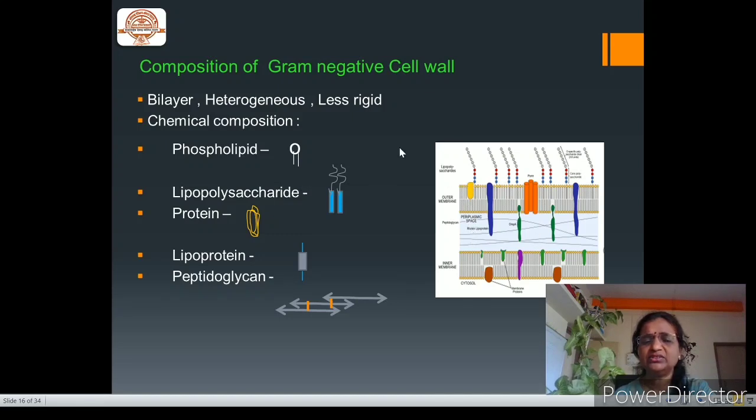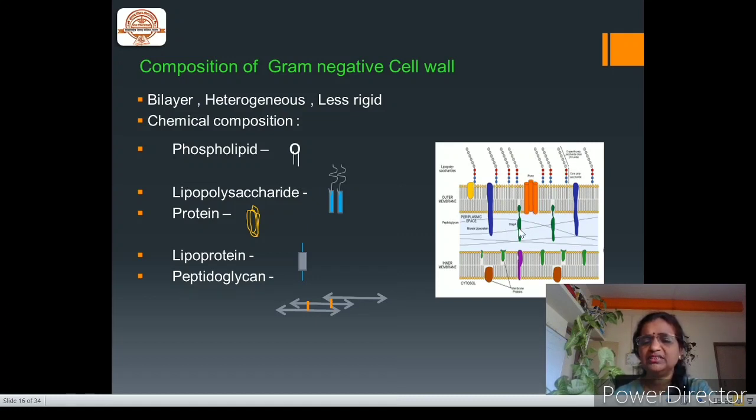The outer layer consists of a phospholipid bilayer. At the same time, in that bilayer there is presence of lipopolysaccharide. This is the location of lipopolysaccharide. Third component is protein. These proteins form the channel, or porin. They are called porins because they form the channel through the cell wall. So that is the location of porins present in the cell wall.